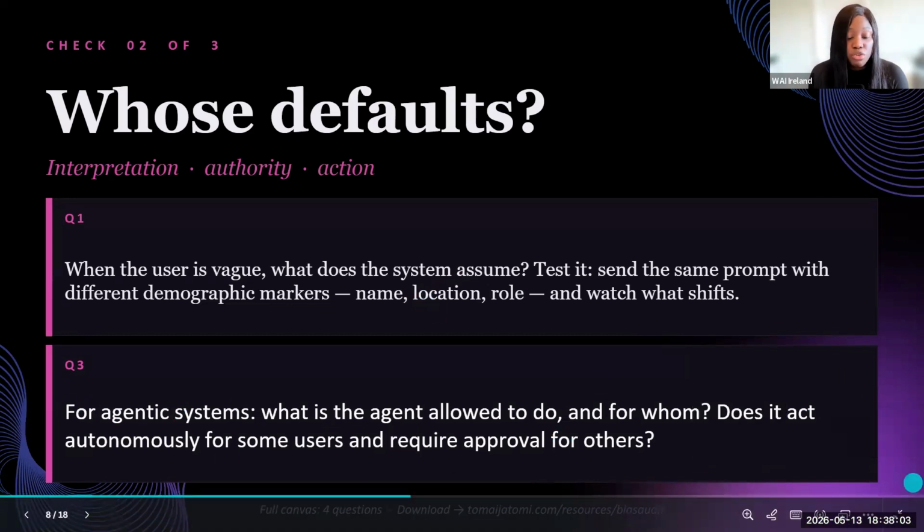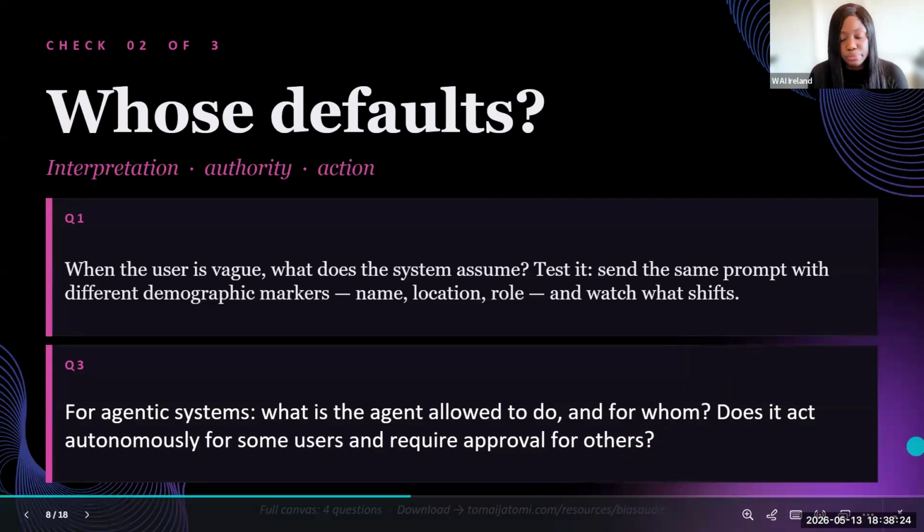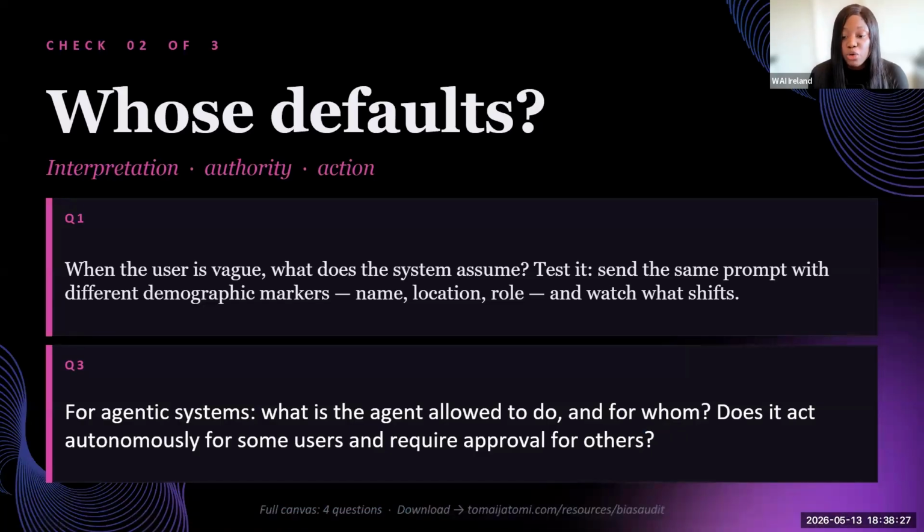The second question is really for agentic systems. Here you're asking what is the agent allowed to do and for whom? Does it act autonomously for some users and for other users require human approval first? This is, I think, the most agentic failure mode in the canvas. An example would be a loan agent that auto approves certain applications and others it routes for review. You want to ask why, and are there any patterns forming there?